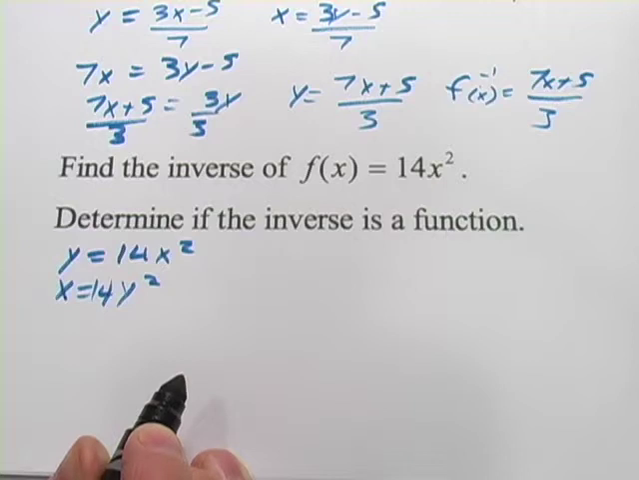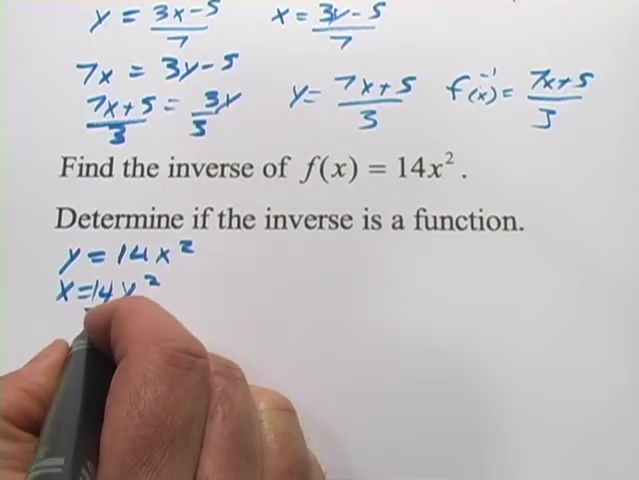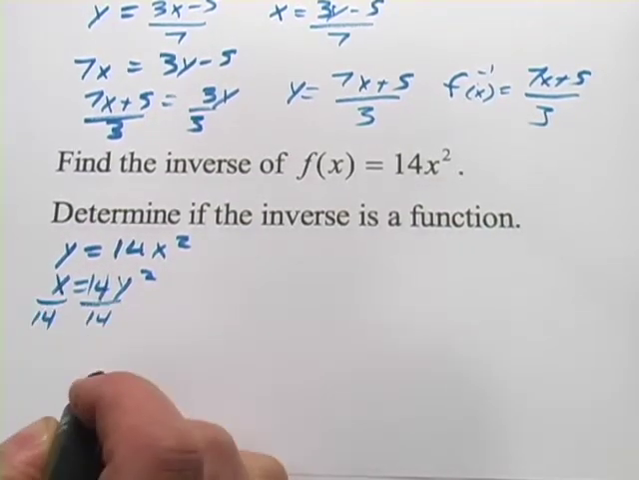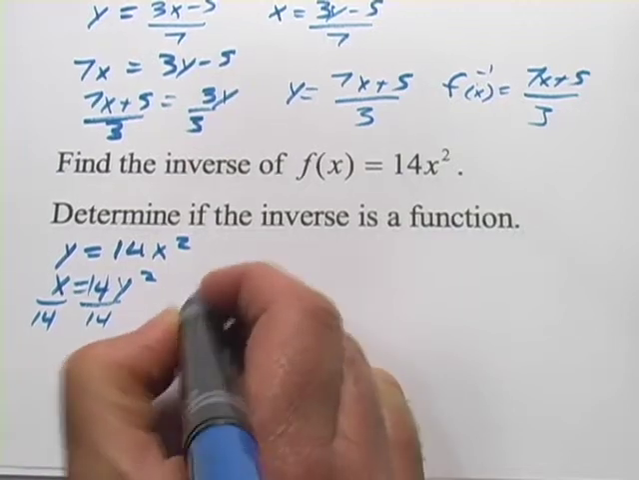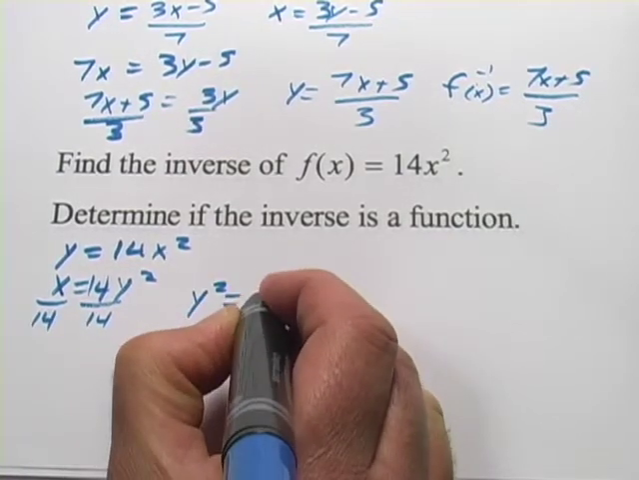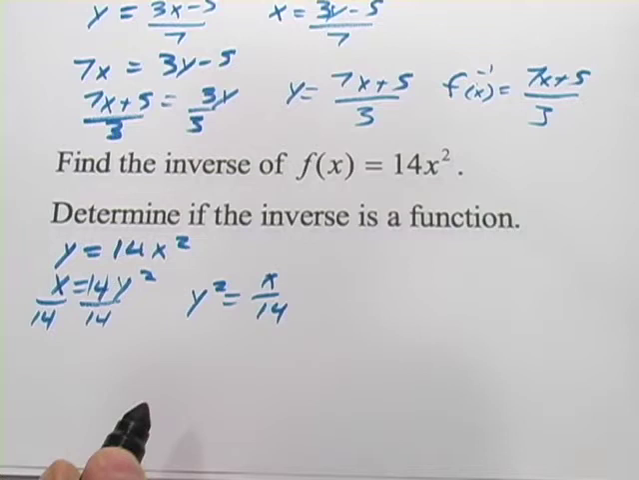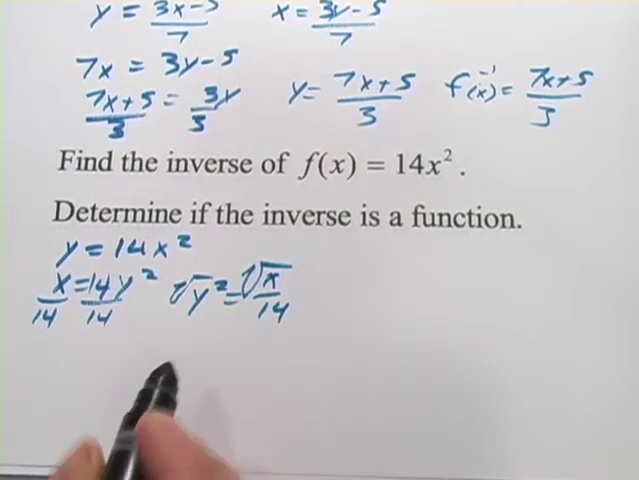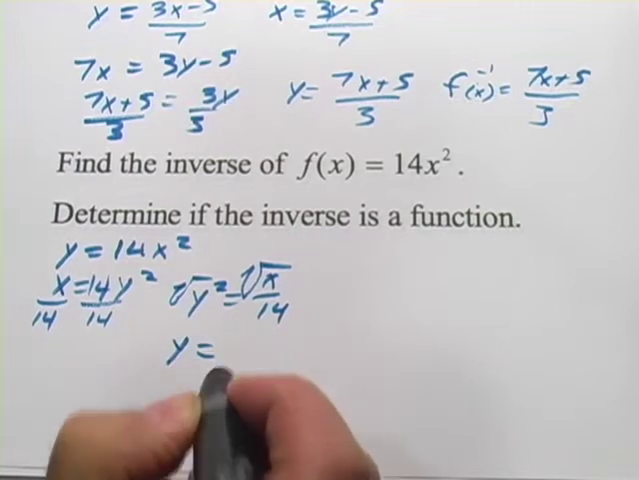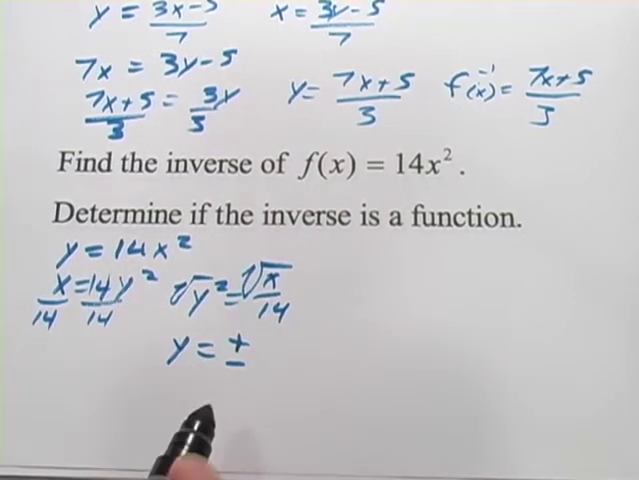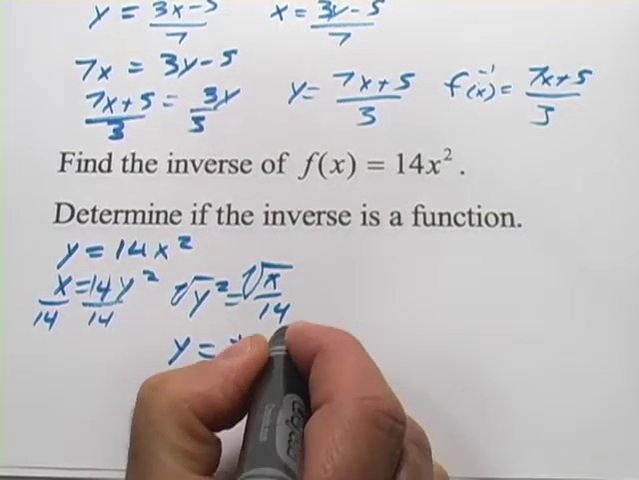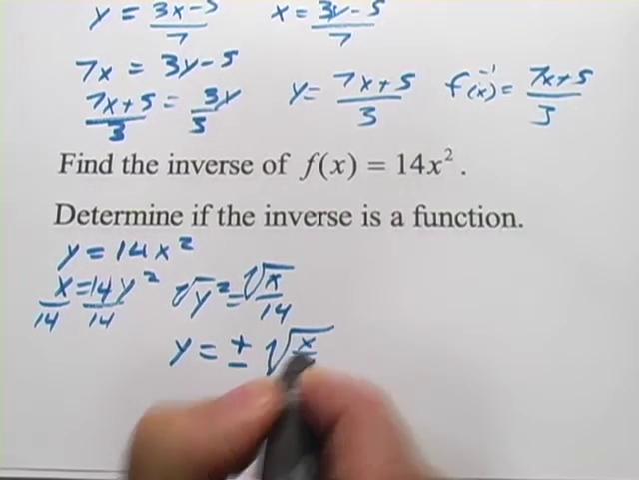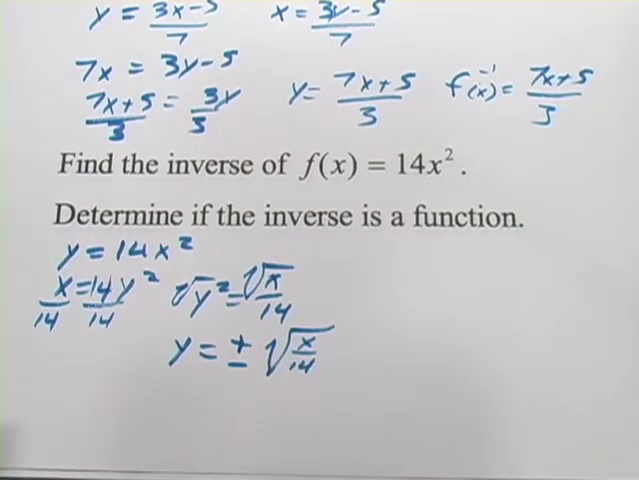And then we'll solve that for y. So I'll divide by 14 first. And then, let me actually turn this around the other way, y squared equals x over 14. To solve for y, I've got to take the square root of both sides. So on the left I get y, and on the right I get a positive or negative, hope you remembered that, square root of x over 14. And I think we can stop there.